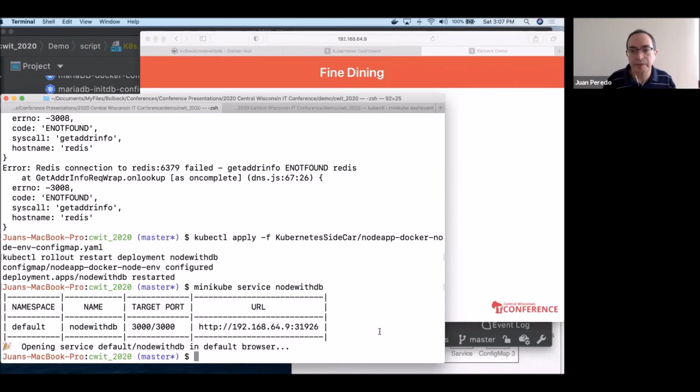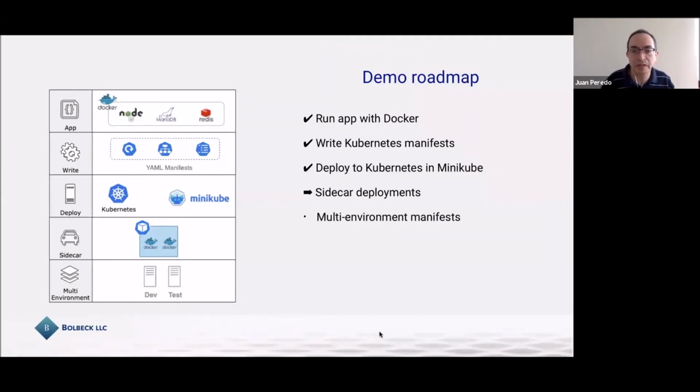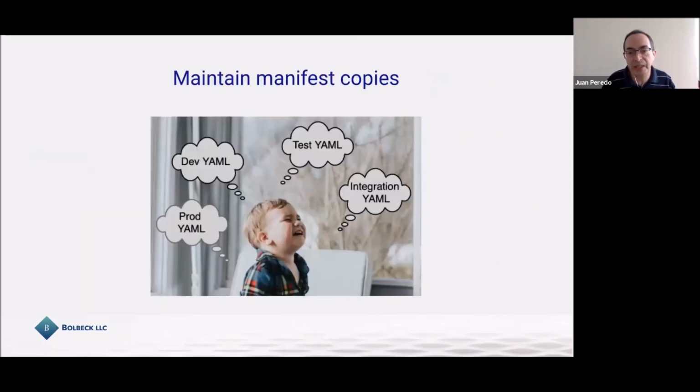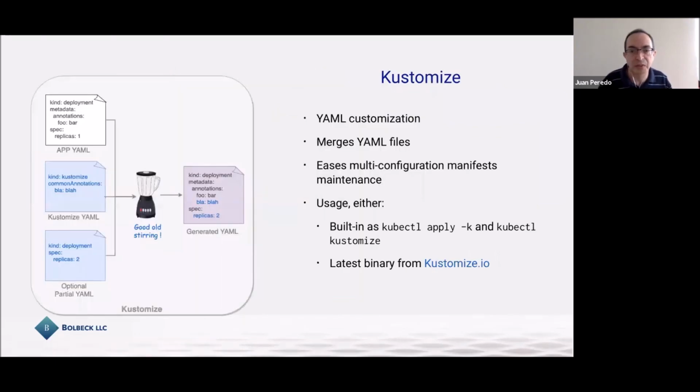Excellent. So let's see where we are in our demo. Well, we've done sidecar deployments. Now let's take a look at multi-environment manifests. Because one of the things that really annoys me is having to have multiple copies of files that only have one or two differences depending on which environment you're running. So let's not do that, and instead use another tool.